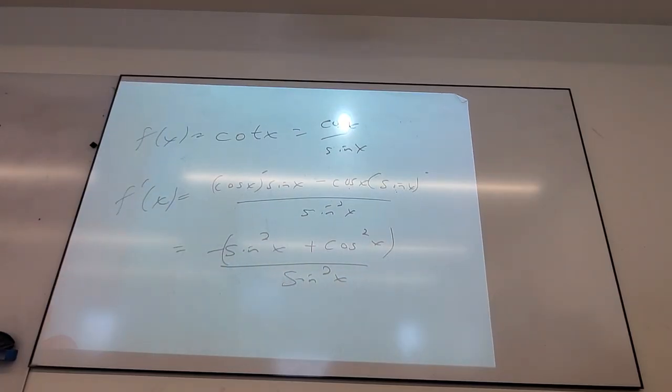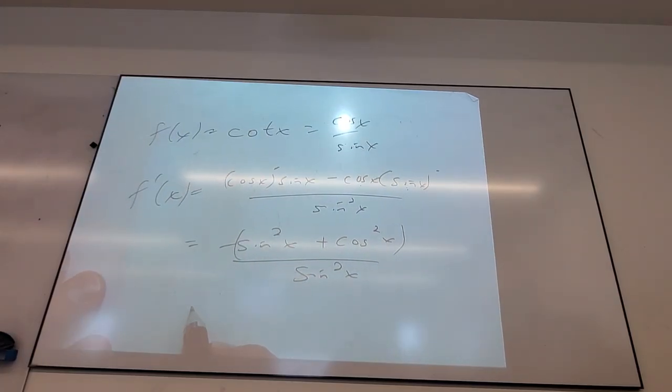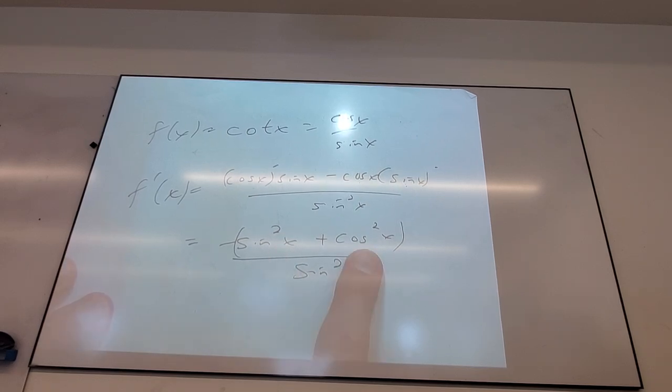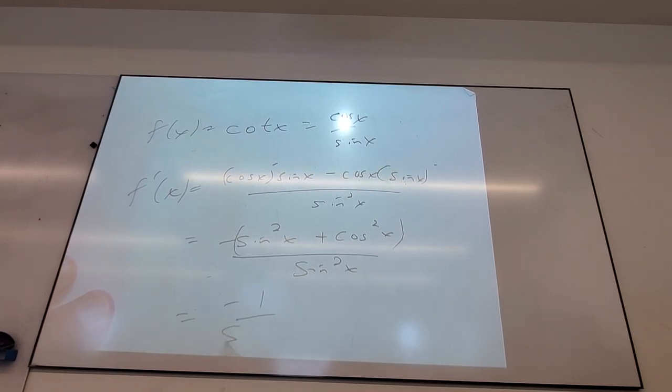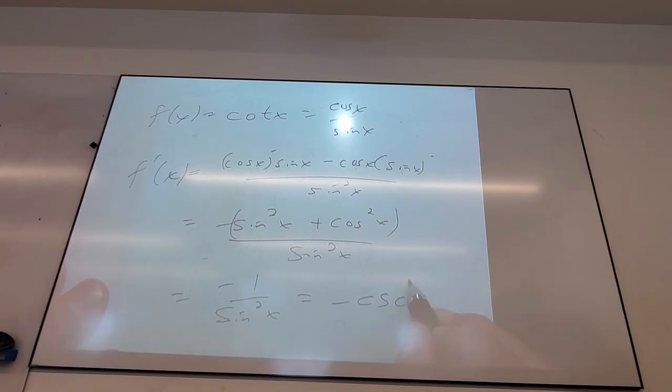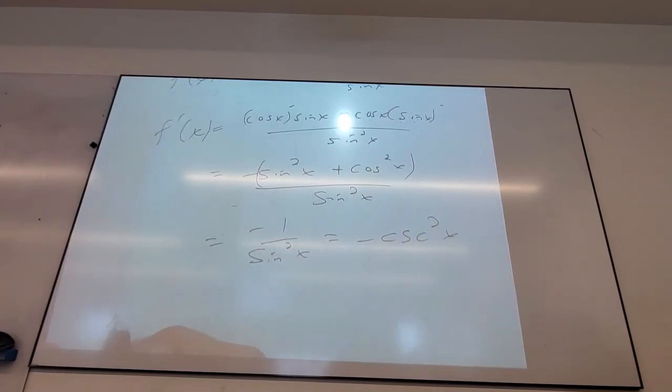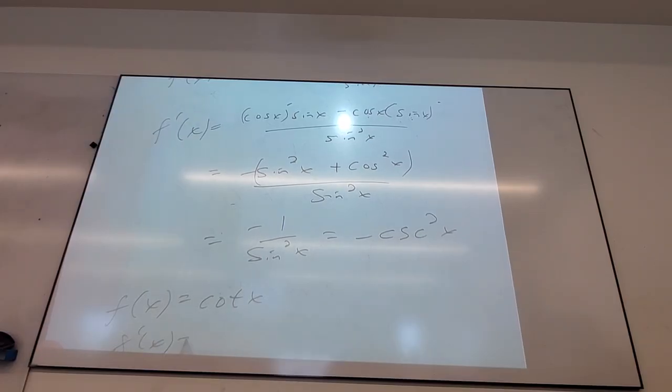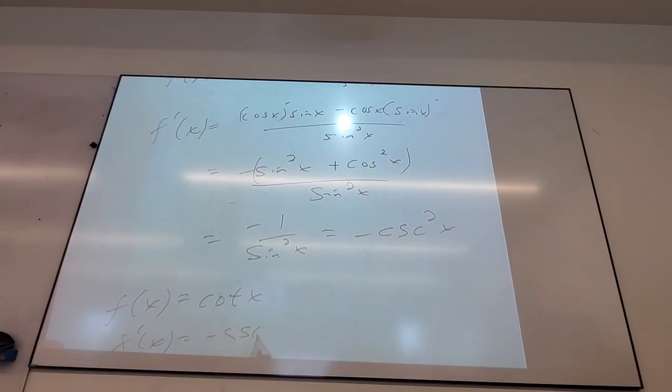What's sine squared plus cosine squared? 1. So it'd be negative 1 over sine squared. And what's 1 over sine? Cosecant. Why does that make sense? So if I start with cotangent, its derivative is negative cosecant squared.